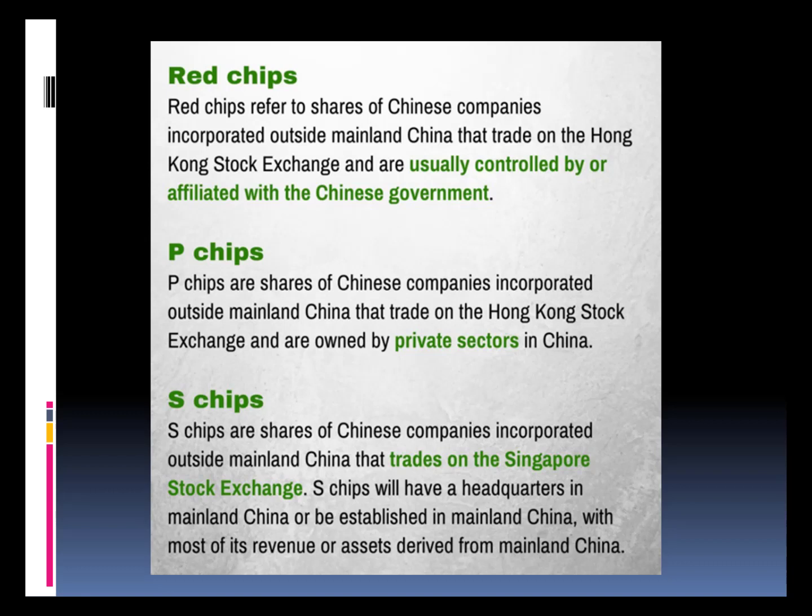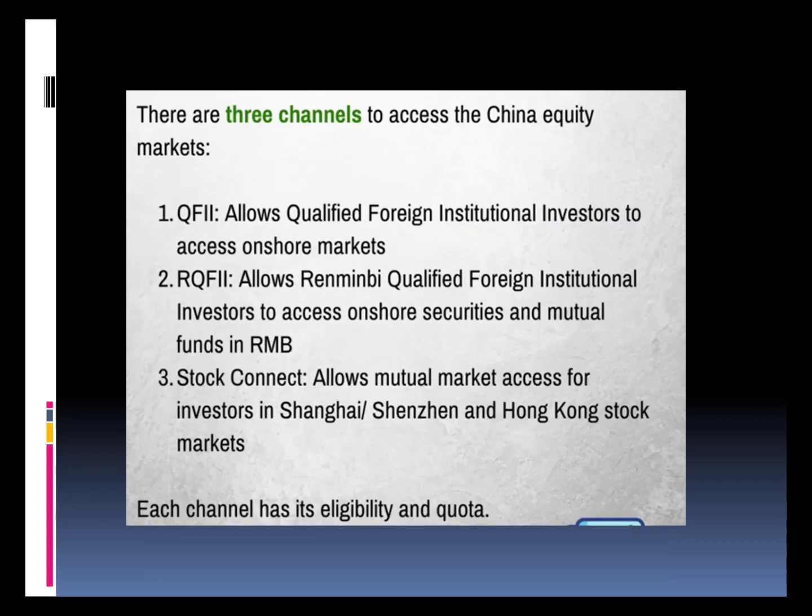S-chips are shares of Chinese companies incorporated outside mainland China that trade on the Singapore Stock Exchange, will have headquarters in mainland China or be established in mainland China, with most of its revenue or assets derived from China.